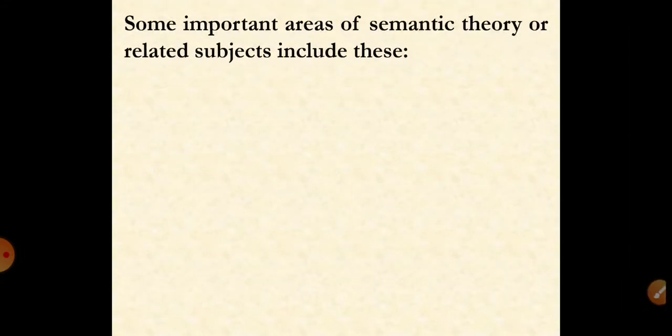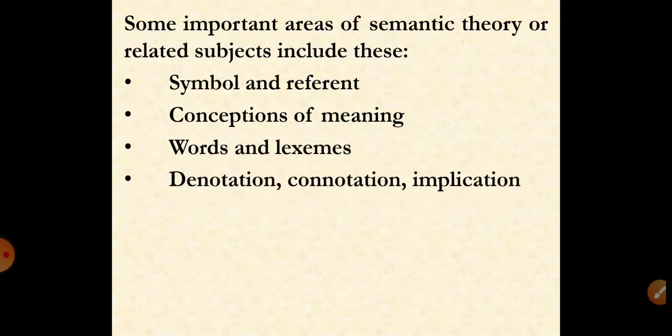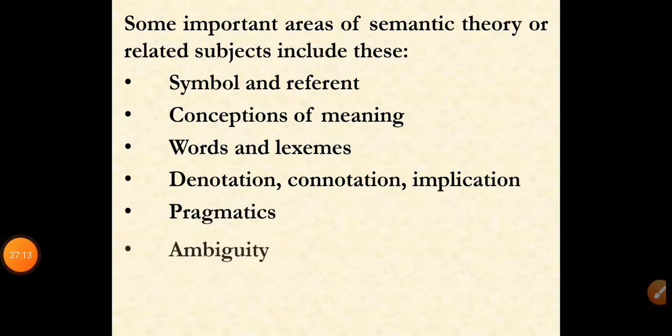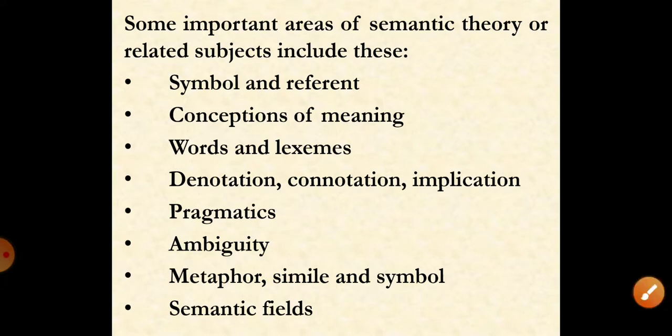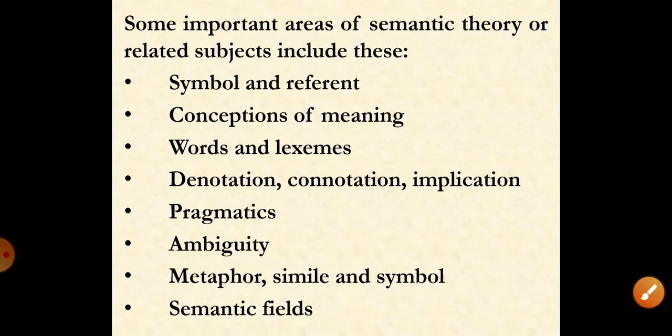Then some important areas of semantic theory or related subjects include symbol and referent. So basically what do we study in semantics? Conceptions of meaning, words and lexemes, denotation, connotation, implication. Then we study pragmatics, ambiguity, metaphor, simile and symbols. जे फोर्थ युनिट आहे ना pragmatics, it is basically another branch of semantics, but how it is different from semantics I shall talk about it later once I start teaching it.